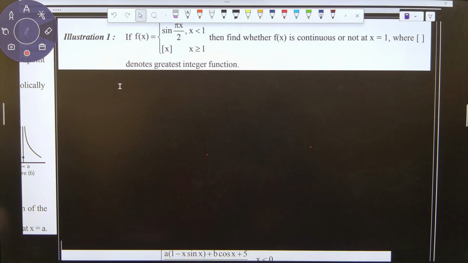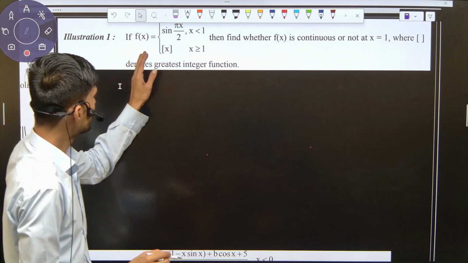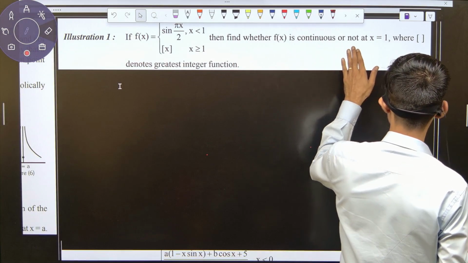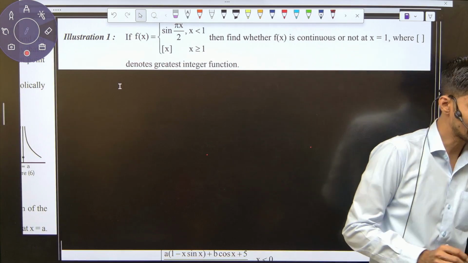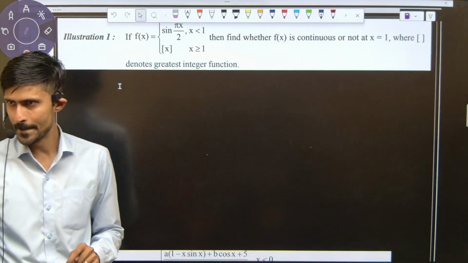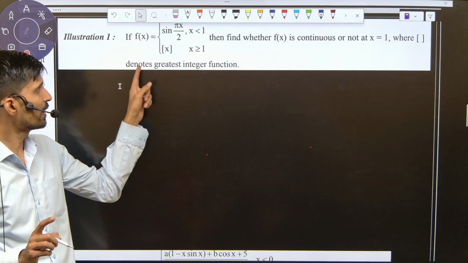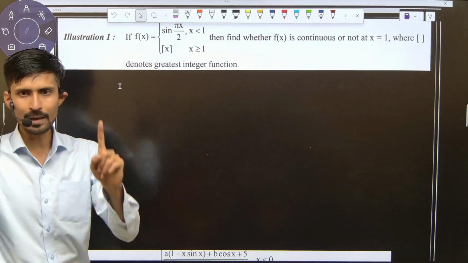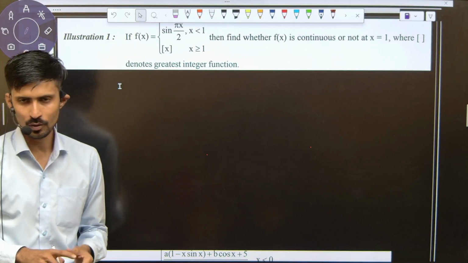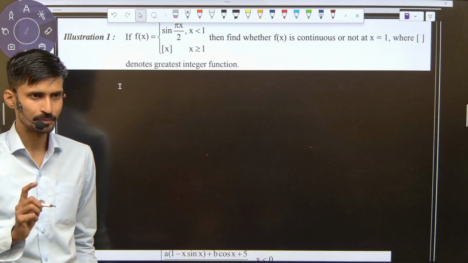Okay. Now, the question is, if this is our function, find whether f(x) is continuous or not at x is equal to 1, where that sign, a square bracket, denotes the greatest integer function. Now, say this.